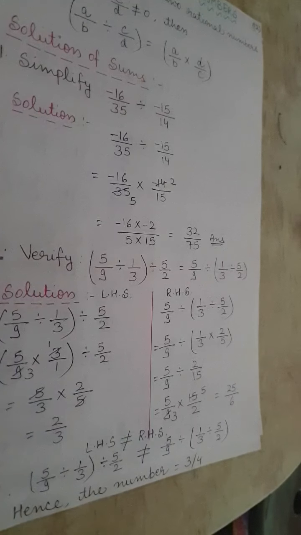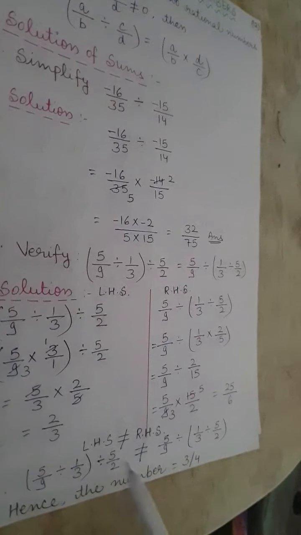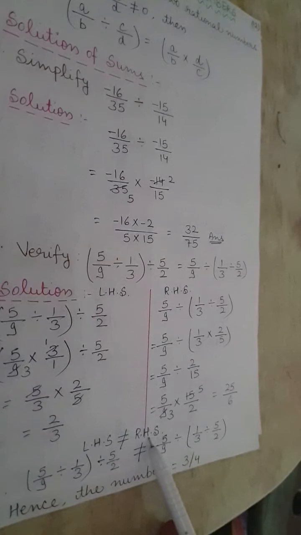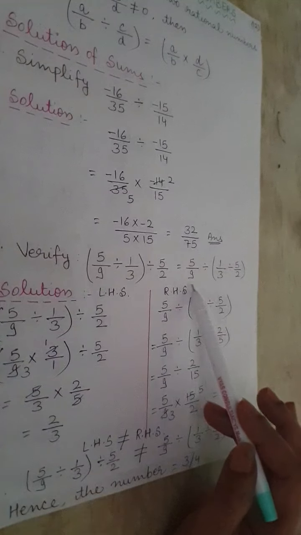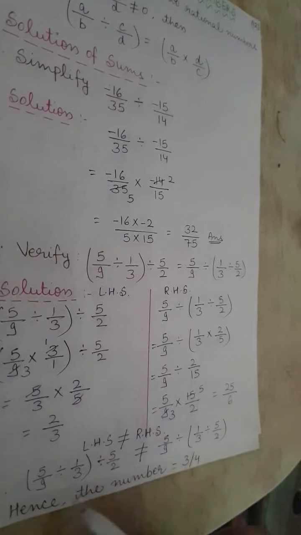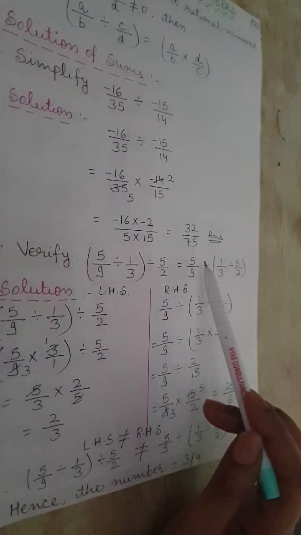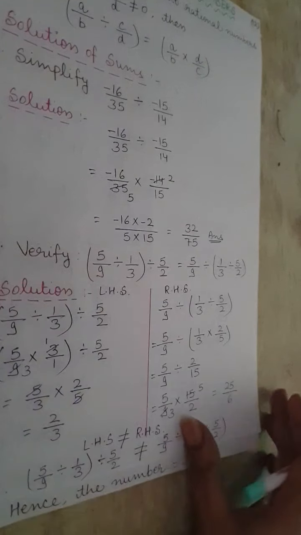So are they equal? No. So what we write? We write LHS is not equal to RHS. Hence this statement is not verified. Fine. The LHS is not equal to RHS, so the statement is not verified. Take another example.